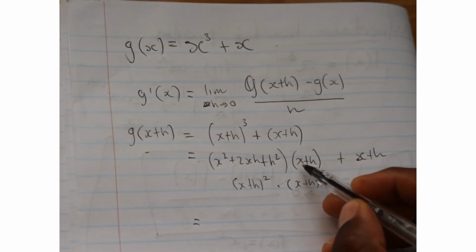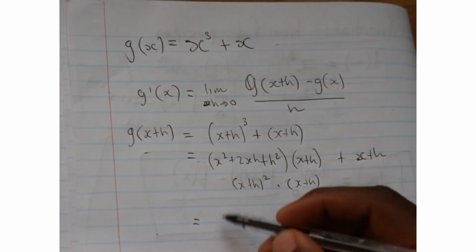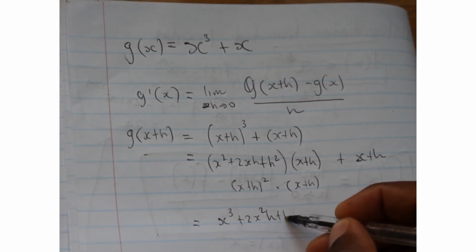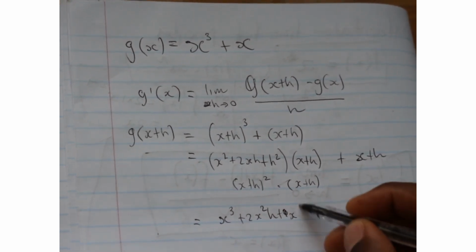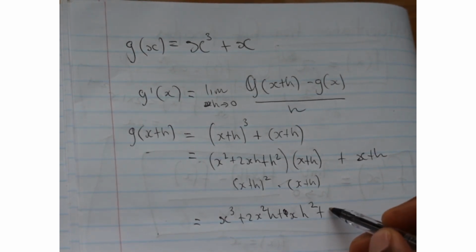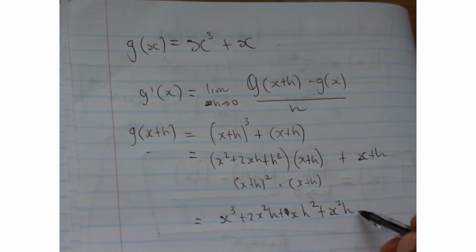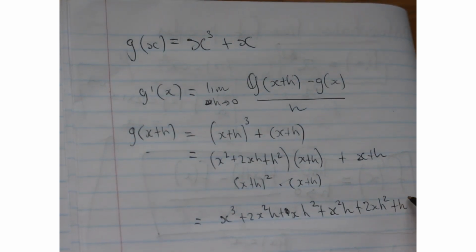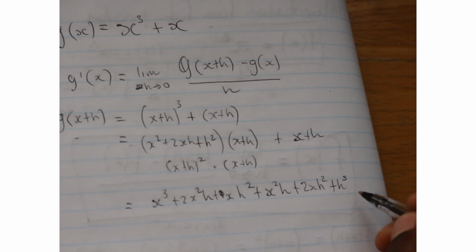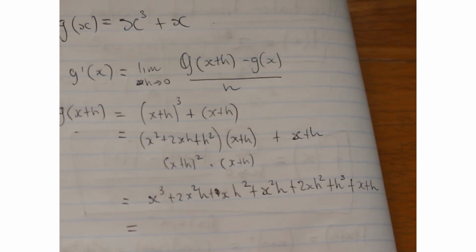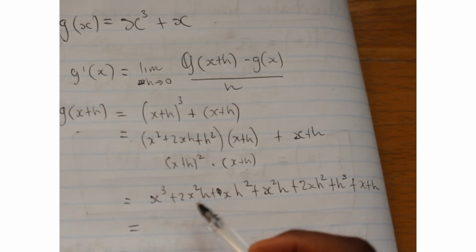We need to multiply throughout with the x plus h now. So we're going to have x cubed plus 2x squared h plus x h squared, and then plus x squared h, and then plus 2x h squared, plus h cubed, and then plus x plus h. So that's what we have over there. So now you can go right ahead and see if we don't have any like terms.